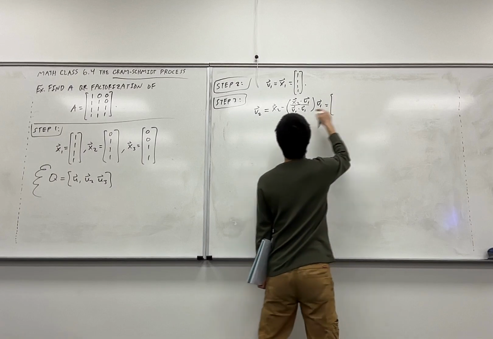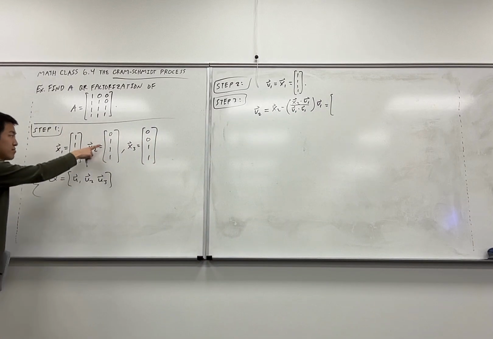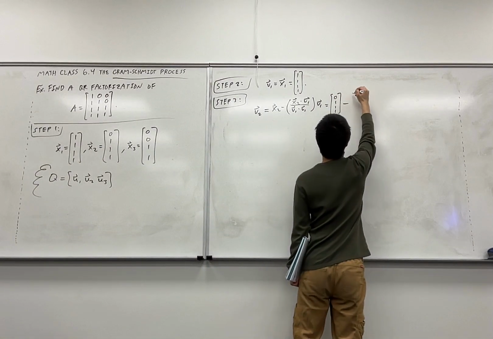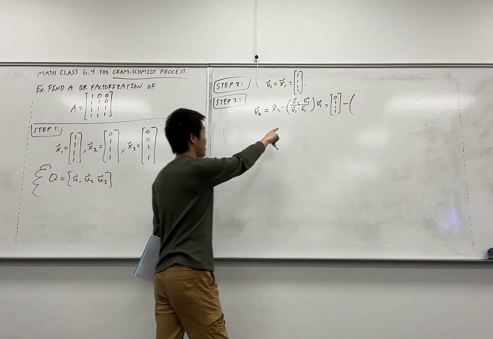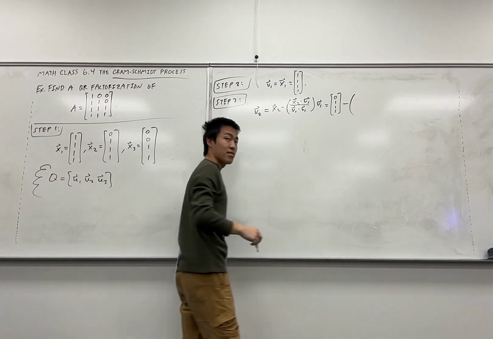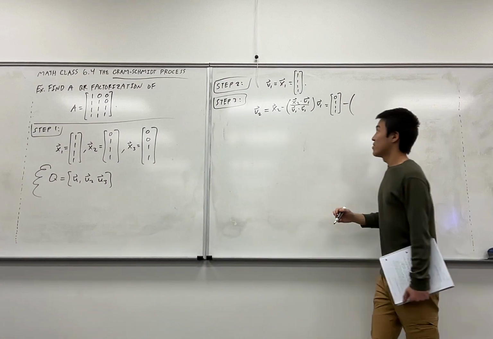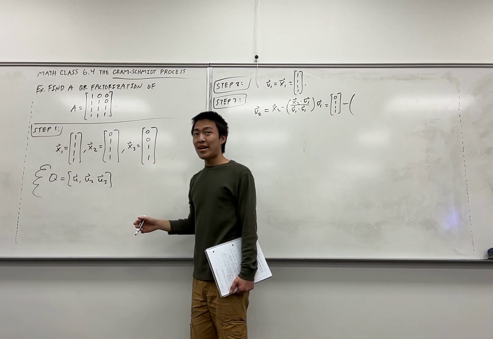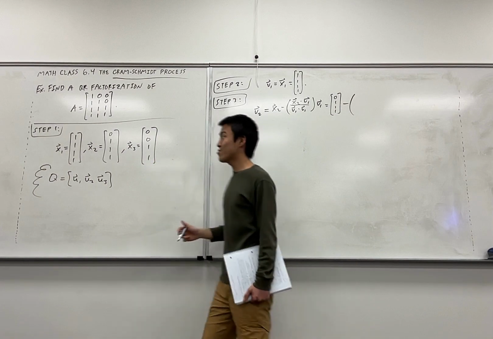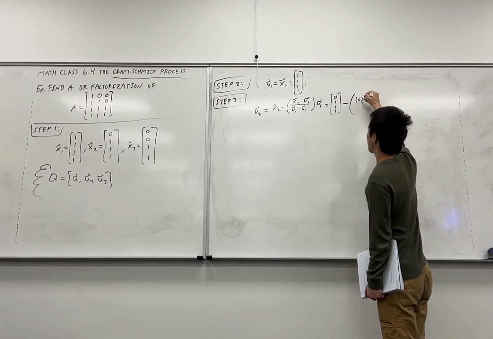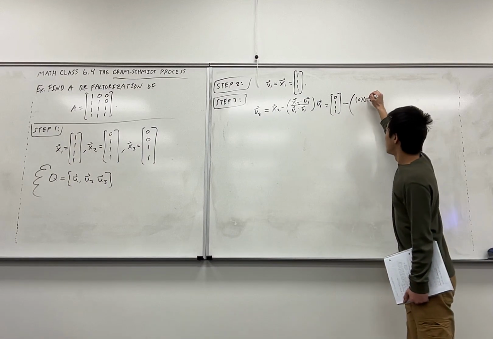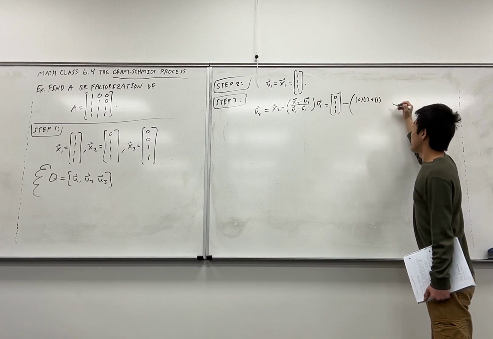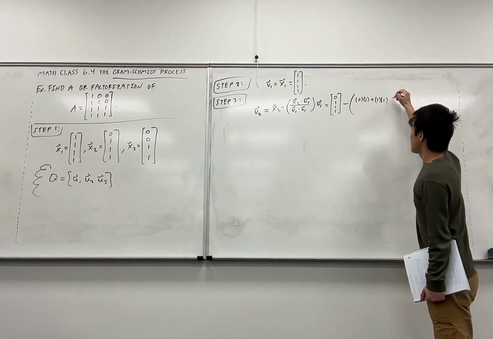So what is x2? 0, 1, 1, 1. Minus, so let's compute this dot product. I'm taking a dot product of x2 and v1. Here's my v1, and here's my x2. The corresponding entries are going to go together. What's the first entry of x2? 0. What's the first entry of v1? 1. What's the second entry of x2? 1. What's the second entry of v1? 1. Do you see how this works? Okay, so what's the rest of this dot product going to look like?